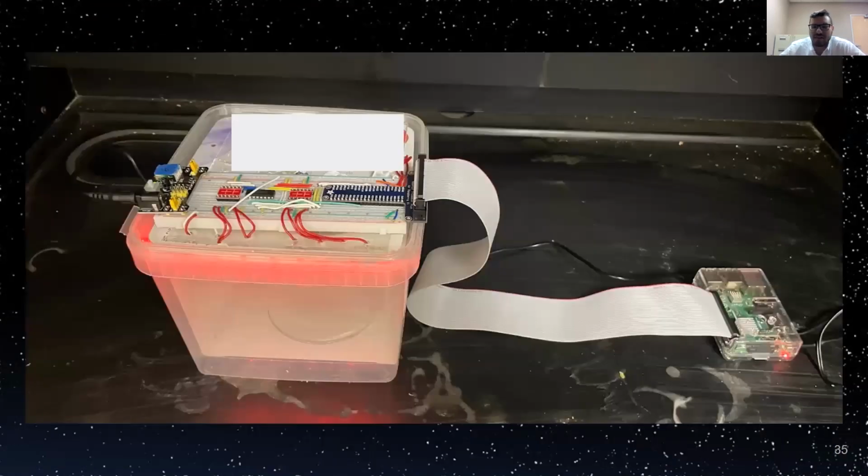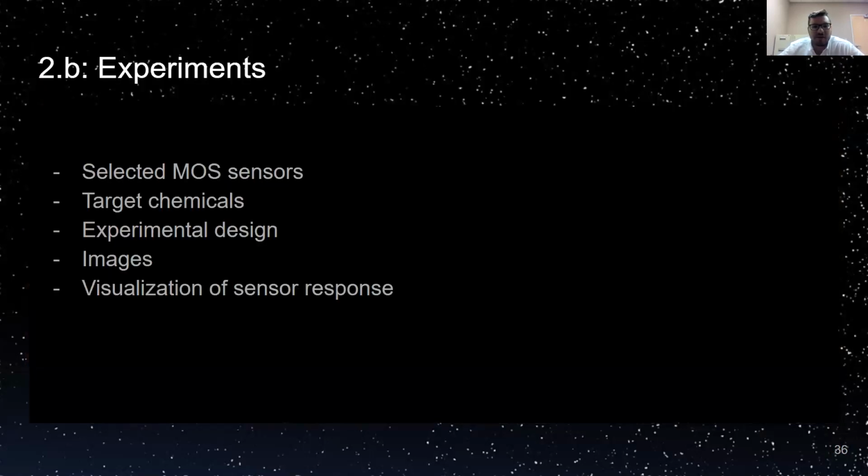This is here as it sits in our fume hood. You can see here we also have a watch glass in the bottom of this gas cell to prevent any adverse reactions with anything that may be in there, and also allow for ease of cleaning. So getting into our experiments, we're going to talk about our selected MOS sensors, the target chemicals, some experimental design, a few images, and also a visualization of our sensor response.